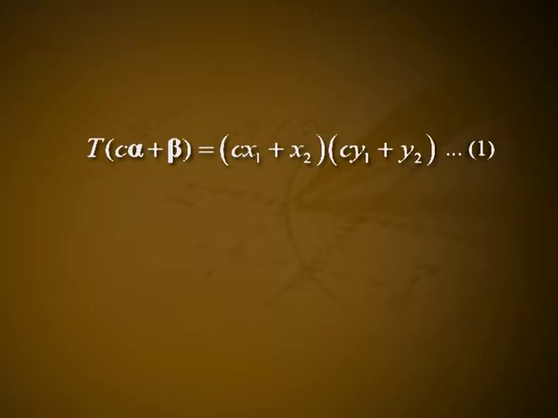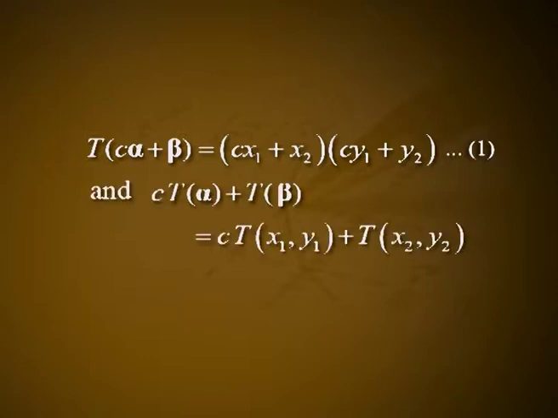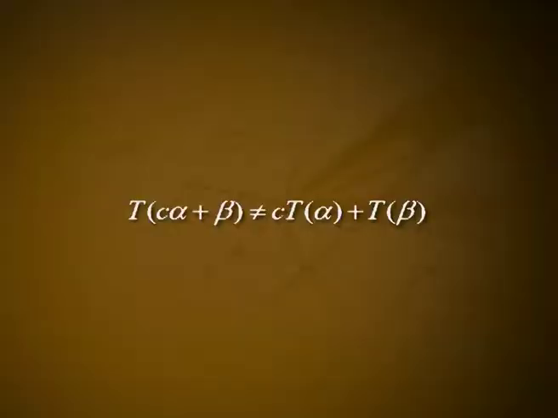Example 3. Verify that the map T from R2 to R defined by T of (x, y) equal to x times y is not a linear functional. Solution. Let alpha be equal to (x1, y1) and beta be equal to (x2, y2). Then T of (c alpha plus beta) is equal to (c x1 plus x2) times (c y1 plus y2), equation 1, and c times T of alpha plus T of beta is equal to c times T of (x1, y1) plus T of (x2, y2), which is equal to c times (x1 y1 plus x2 y2), equation 2. From equations 1 and 2, in general we have T of (c alpha plus beta) not equal to c times T of alpha plus T of beta, hence T is not a linear functional.